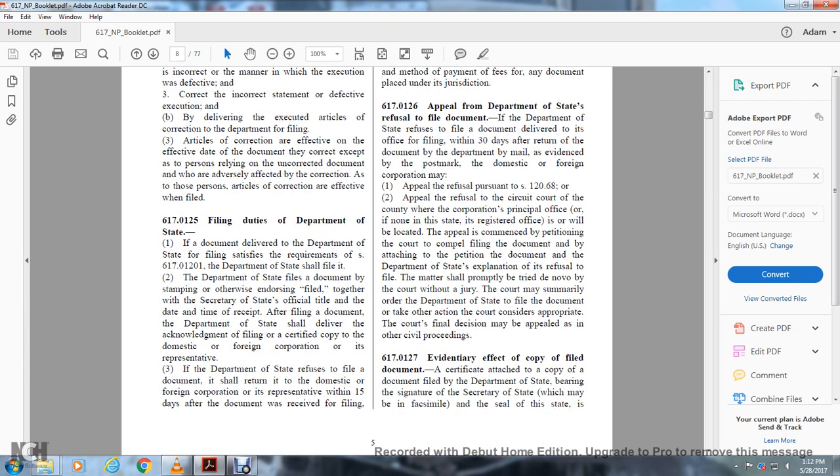617-125, duty of the Department of State. If a document is delivered to the Department of State for filing and satisfies the requirements of statute 617.0120, the Department of State shall file the document, stamping or otherwise endorsing it as filed, together with the Secretary of State's official title and the date and time of receipt. After filing the document, the Department of State shall deliver an acknowledgement of the filing with a certified copy to the domestic or foreign corporation or its representative.